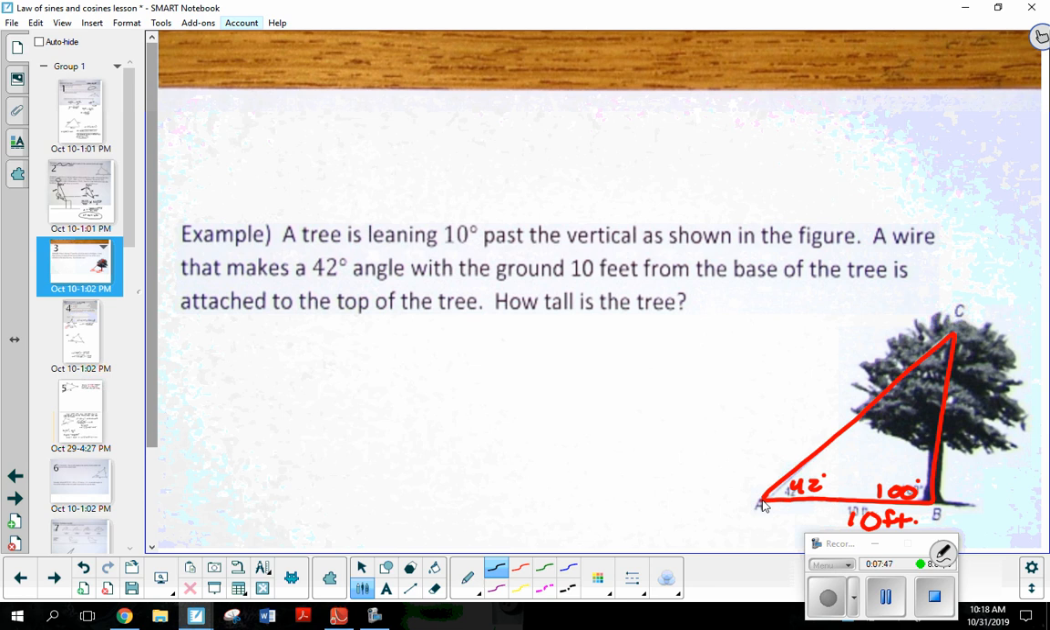Okay. So take about a minute. Try to figure out the height of the tree. We're talking in feet here, based on this diagram.